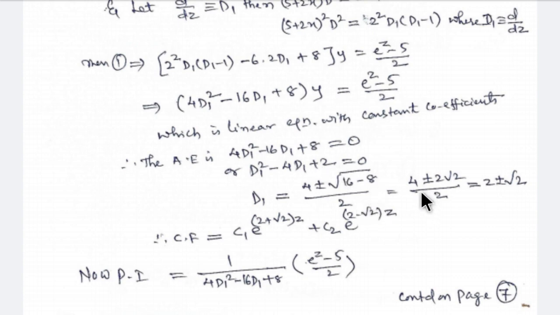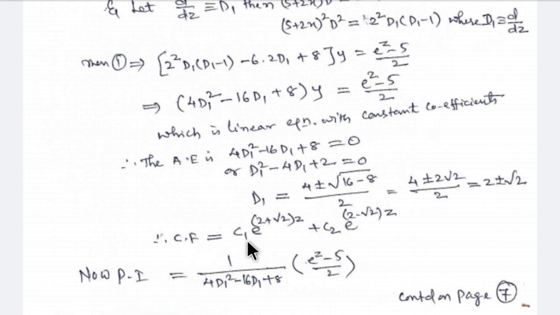After simplifying we get 4 plus or minus 2 root 2. Here 2 root 2, an irrational root, divided by 2. So 2 plus or minus root 2. These are irrational roots. Here b square is greater than 4ac, positive, so 2 plus or minus root 2 is irrational, not complex.